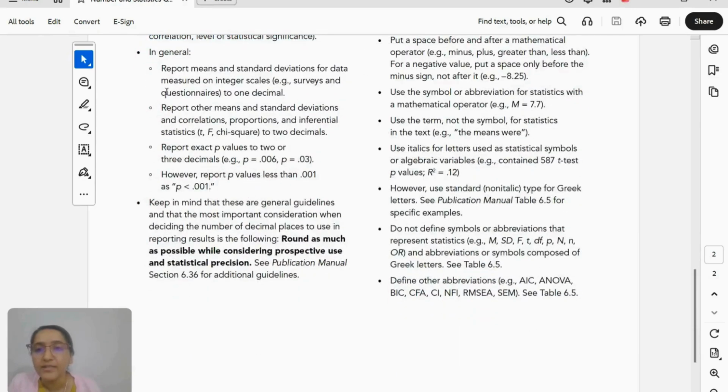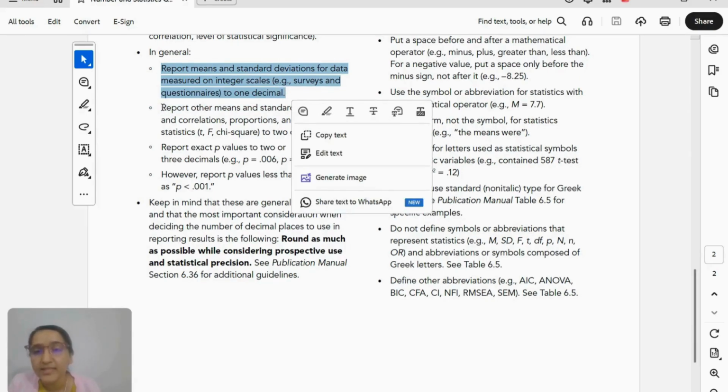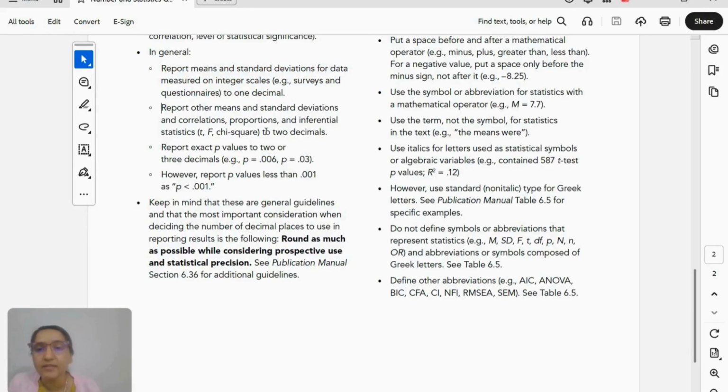And the third says, in general, report means and standard deviations for data measured on an integer scale to 1 decimal. So for example, if you are representing family size, those are integer values, right? So the means and standard deviations related to them will be presented in one decimal value, whereas other means and standard deviations, correlations, proportions, and inferential statistics like the value of chi-square statistics or F value will be represented using two decimals.